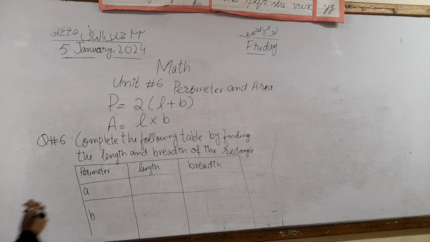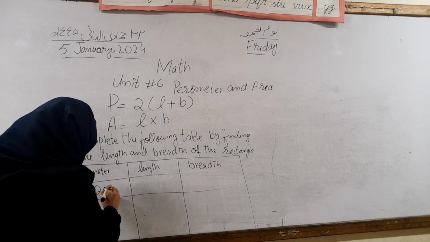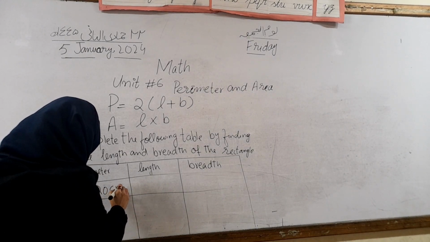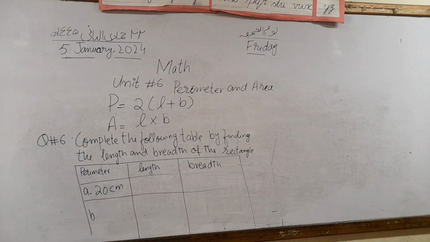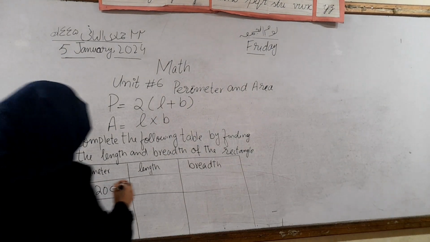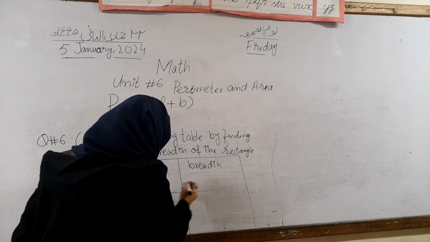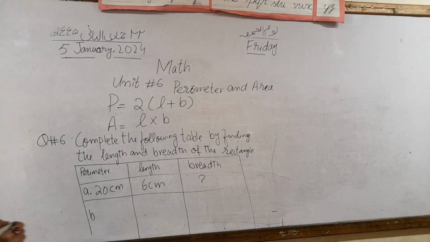In first part, we have perimeter is 20 centimeter and length is 6 centimeter. And we have to find the breadth. What do we have to find? Breadth we have to find.